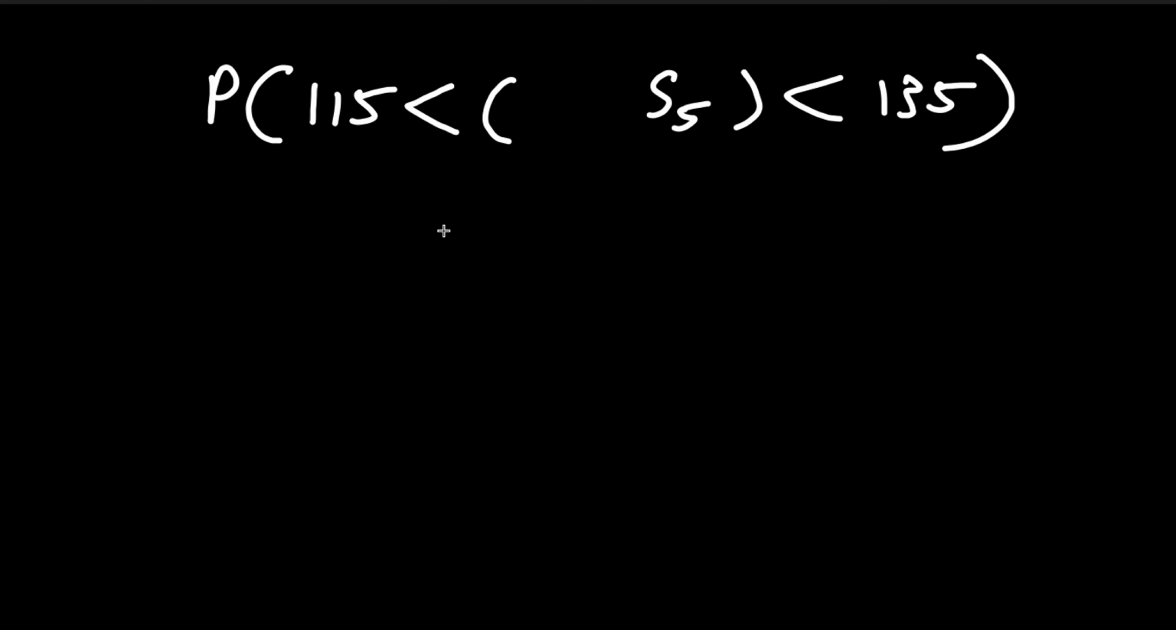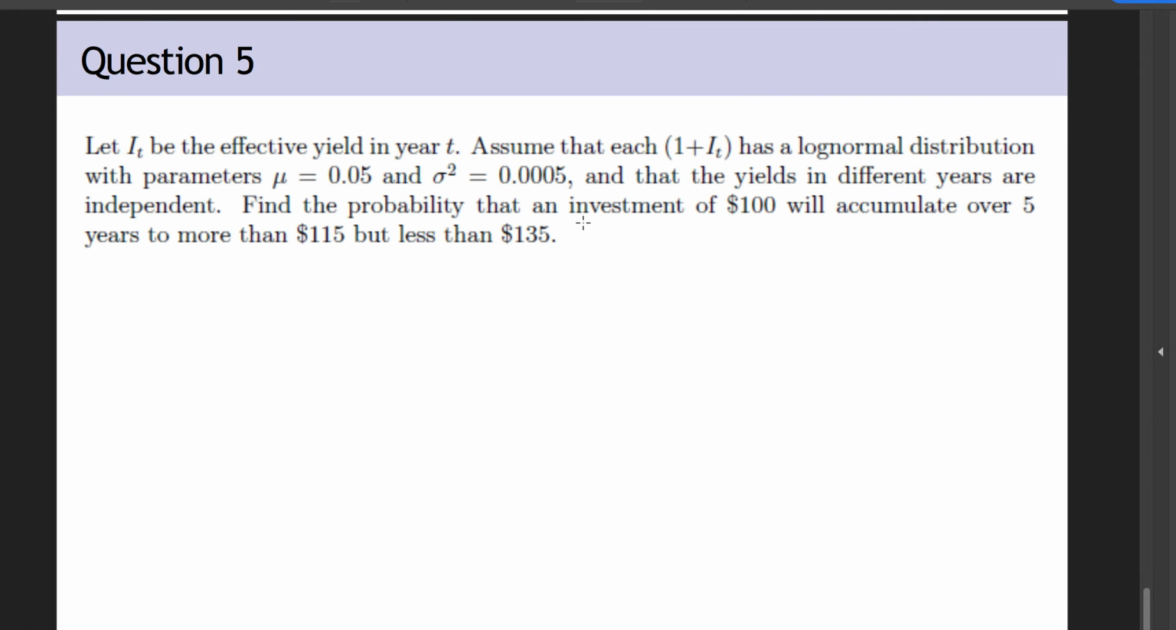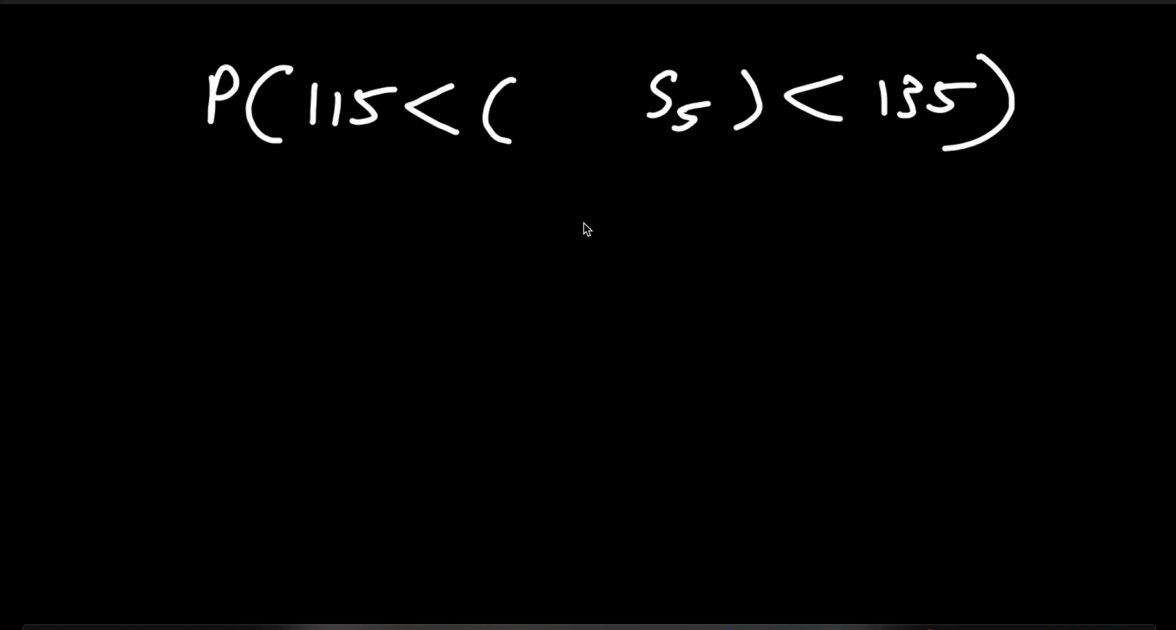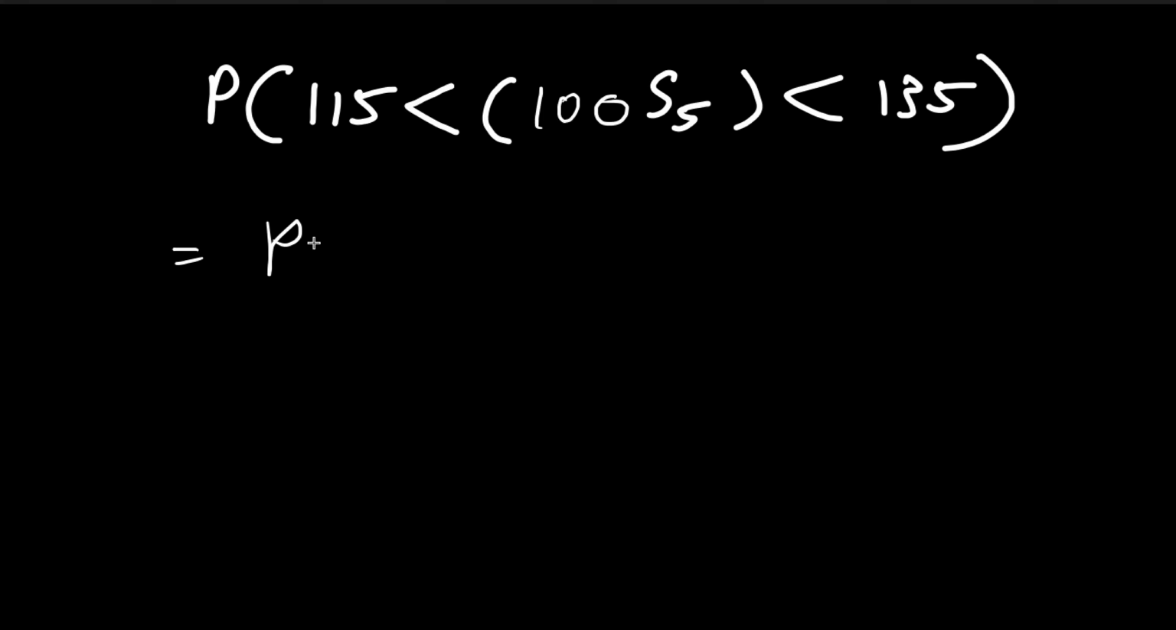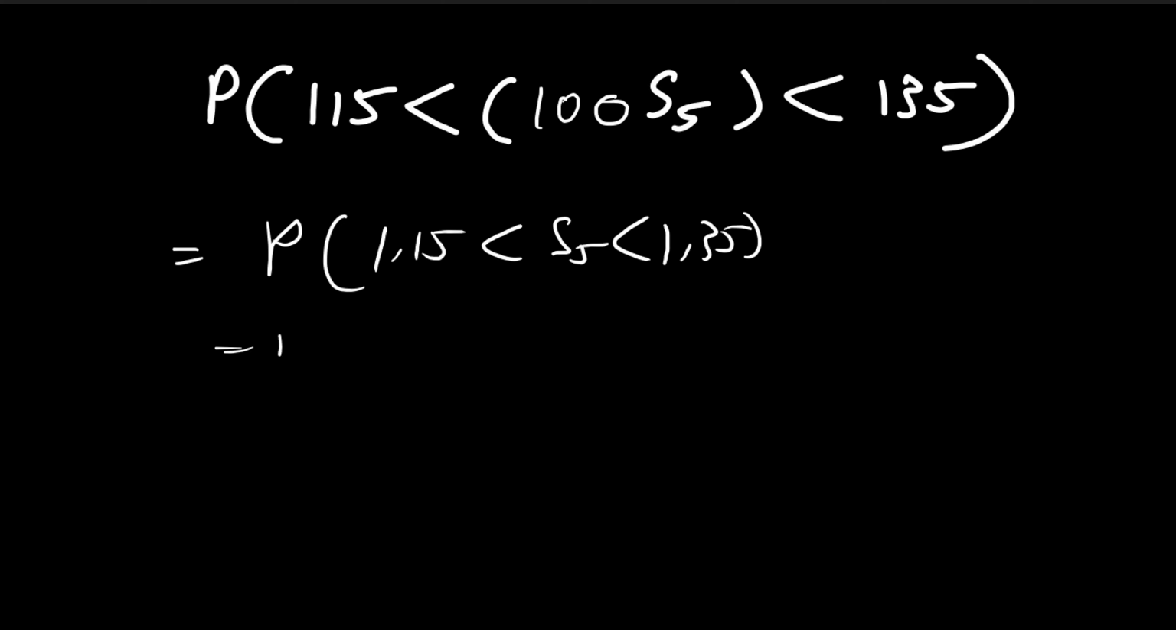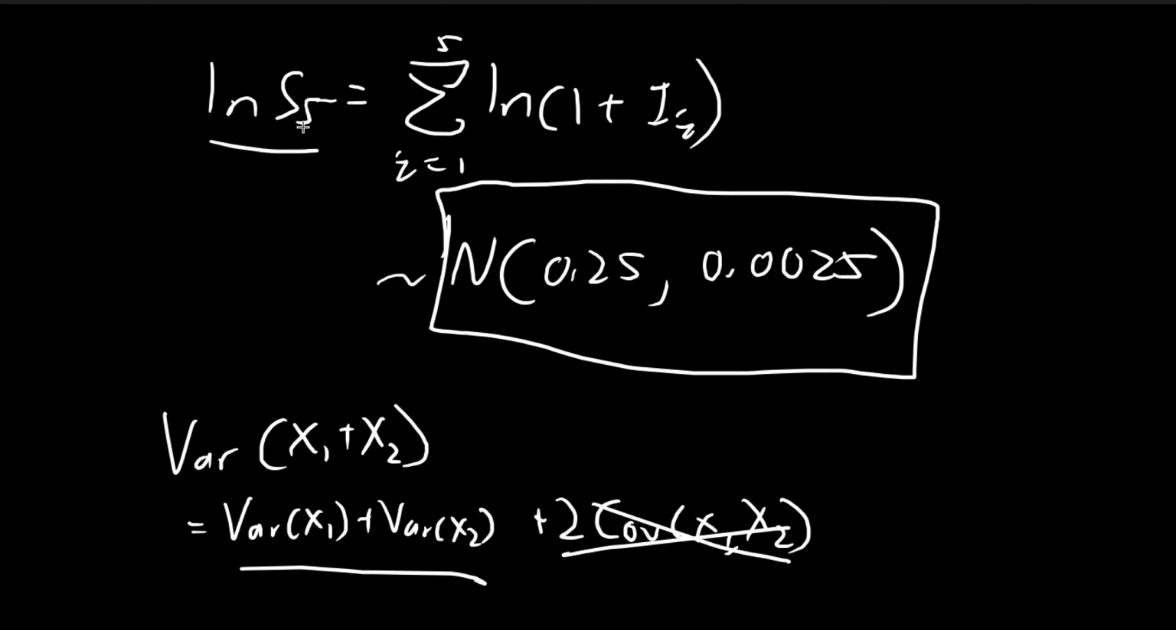S5 is the accumulated value. We're bringing things from time 0 to time 1 to time 2 to time 3, but we're actually just bringing $1 all the way from time 0 to time 5. Now we have $100 instead of $1, so the expression for this is just multiplying by 100. So 100 S5 is a random variable that tells us the amount that we have at time 5. Dividing 100 from both sides, we get something like this, and then taking the natural log of both sides. Now you see why we found the distribution for the natural log of S5.